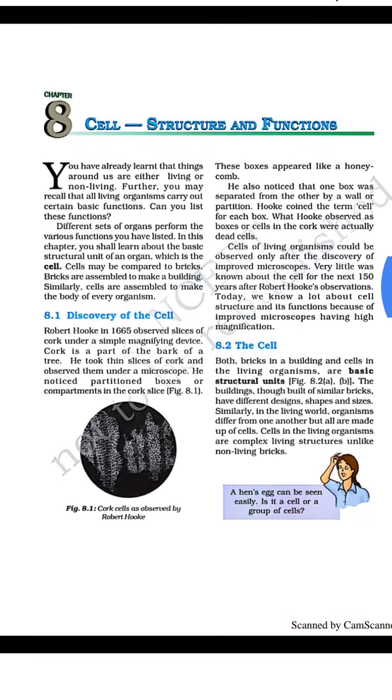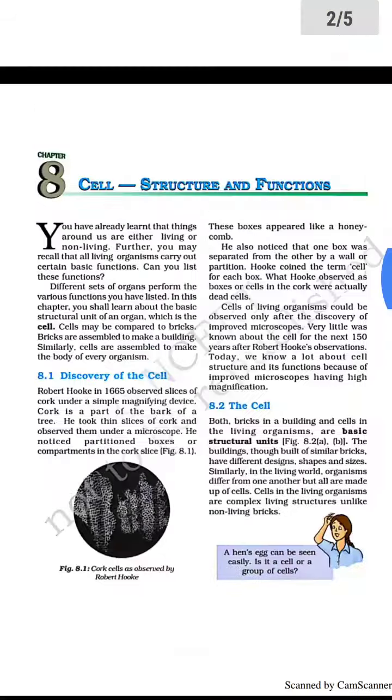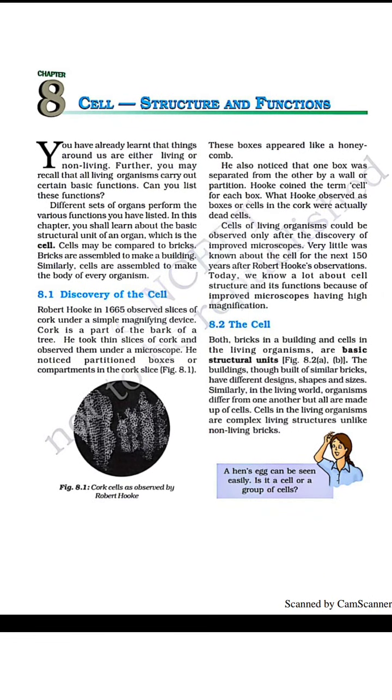You can see this in your textbooks also, that chapter 8 is named Cell Structure and Functions, right? So we know that we see different organisms around us in the environment, in which some are living organisms and some are non-living organisms. So we can further recall that all the living organisms carry out some similar functions, right? We can tell that since the functions are the same, these organisms are living organisms. And by the functions of the non-living, we can set them as non-living organisms.